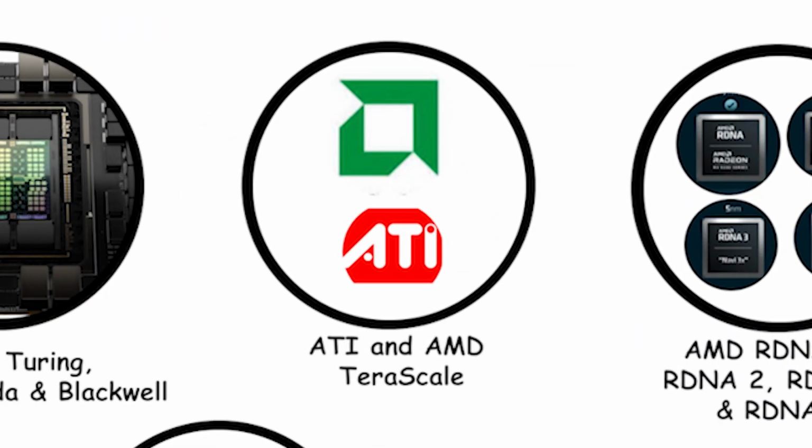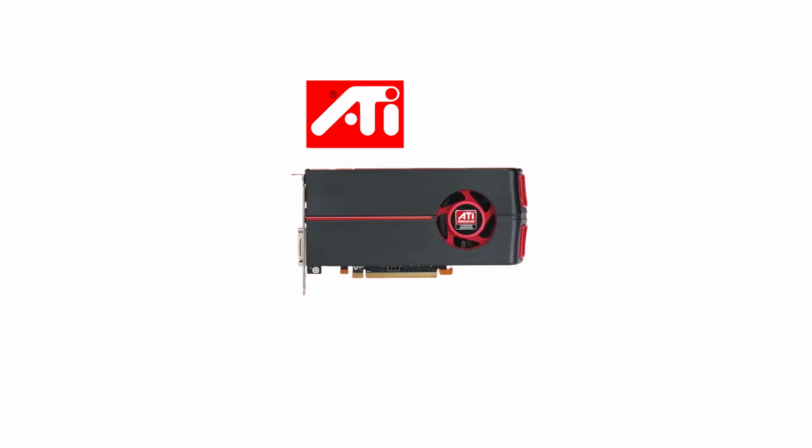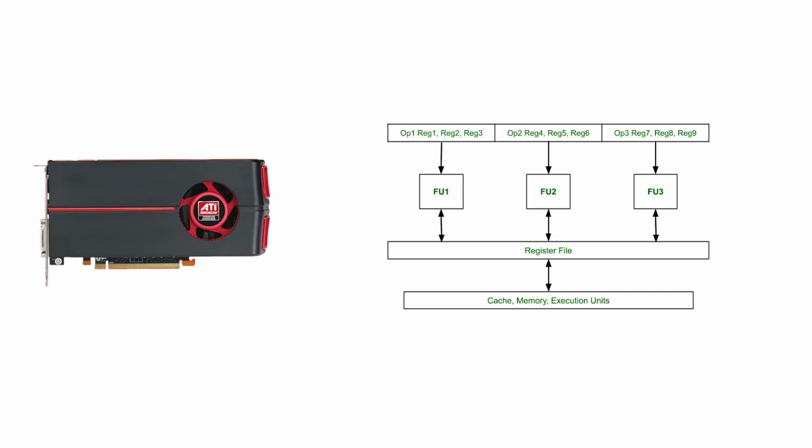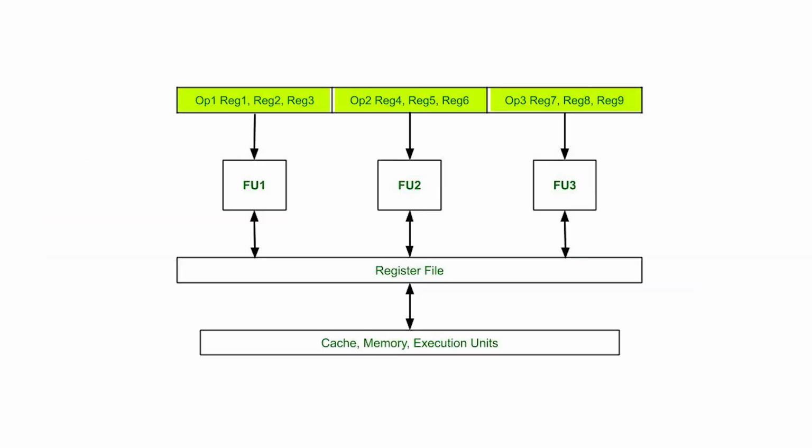ATI and AMD TeraScale. TeraScale was ATI's and later AMD's last major architecture before Graphics Core Next. It used very long instruction word style shader cores. In very long instruction word, each instruction packs several independent operations that must all be executed in the same cycle.